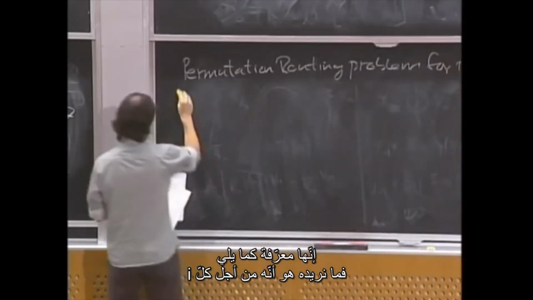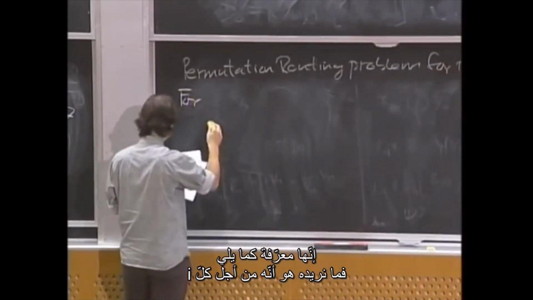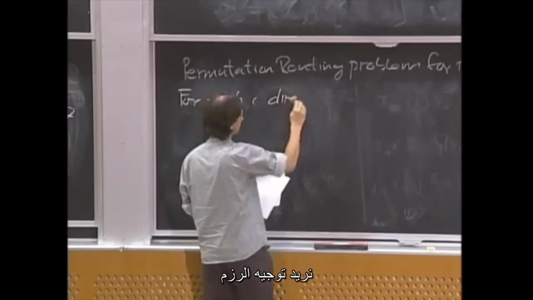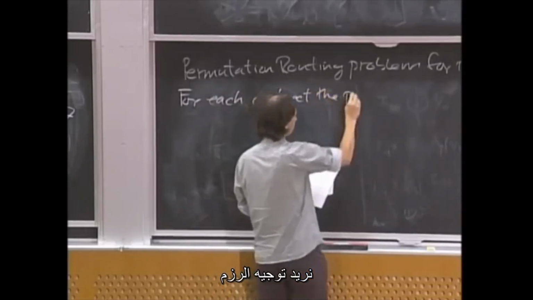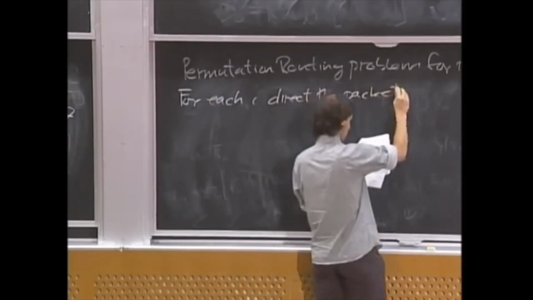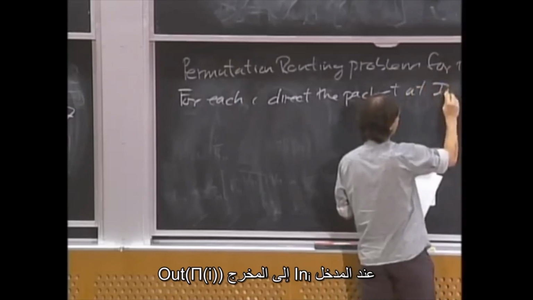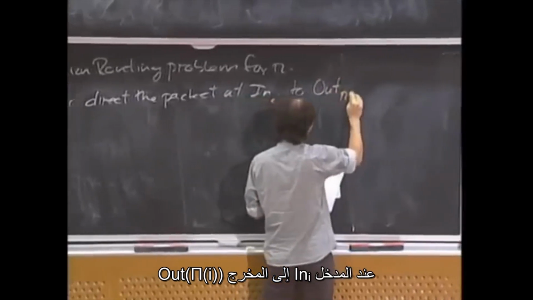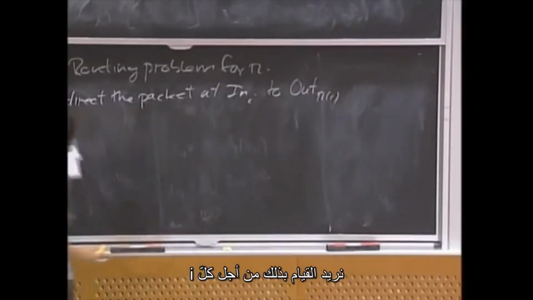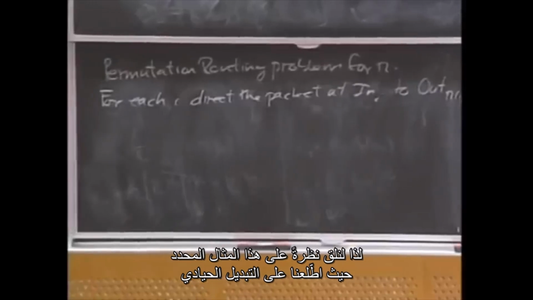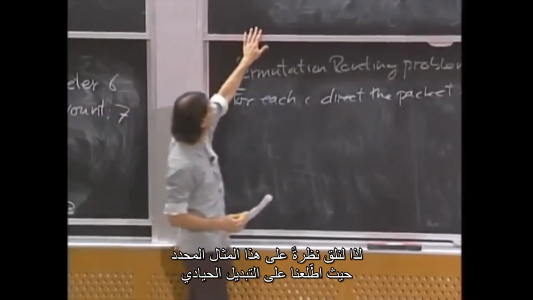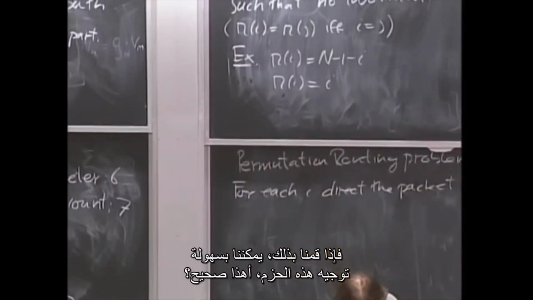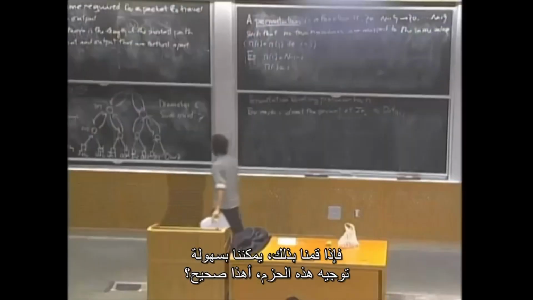It's defined as follows. What we want is that for each i, we want to direct the packet at input i to output pi of i. So you want to do that for all i. Let's have a look at this particular example where we look at the identity permutation. If you do that, we can easily route these, right?